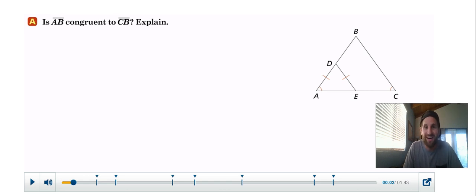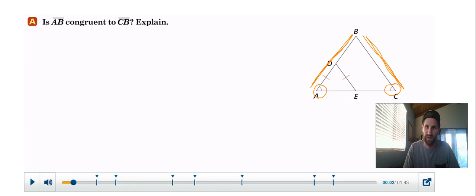Here's our problem. And we see this picture right here. It says, is AB congruent to CB? So AB is right here, this segment here. Is it congruent to BC? If you notice, the two angles at the bottom right here are congruent, and our converse of the isosceles triangle theorem said if the two base angles are congruent, then we know the opposite sides are too.